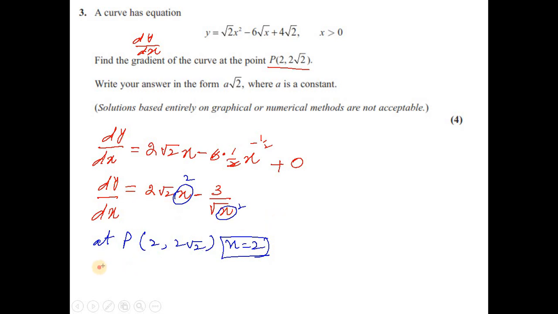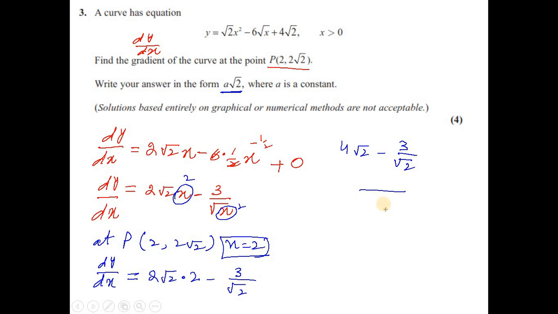So dy by dx is equal to 2 root 2 into 2 minus 3 divided by root 2. So you have a form like 4 root 2 minus 3 upon root 2. Don't make the mistake of using your calculator, because they are asking you to simplify in the form of a root 2.